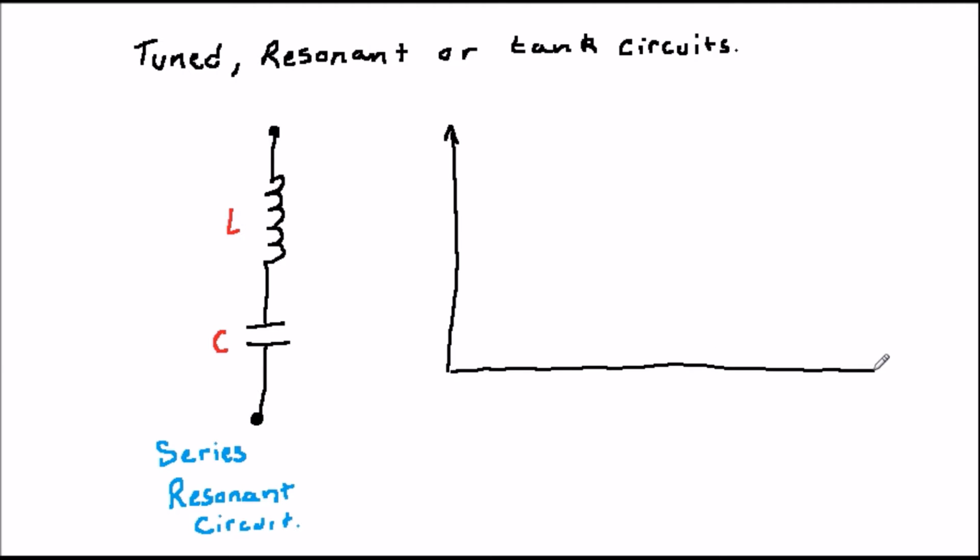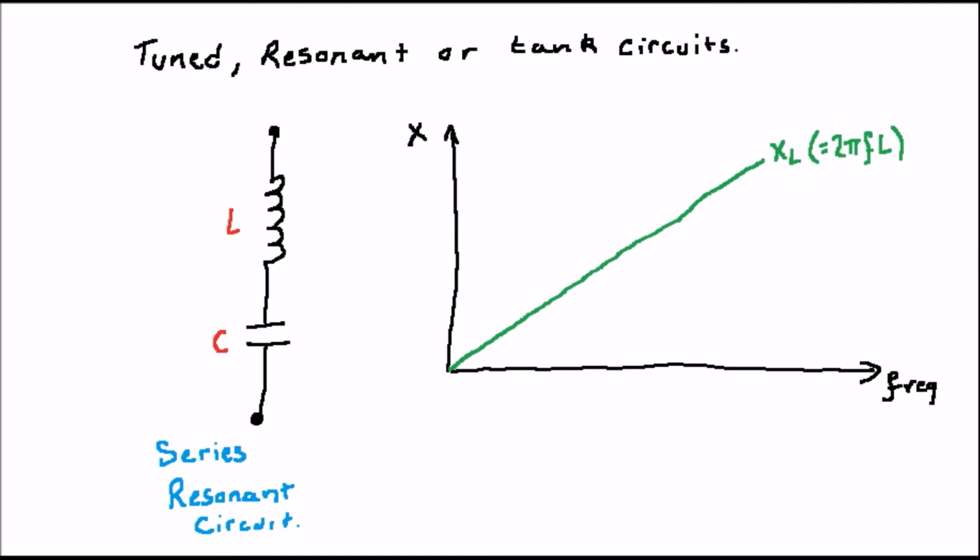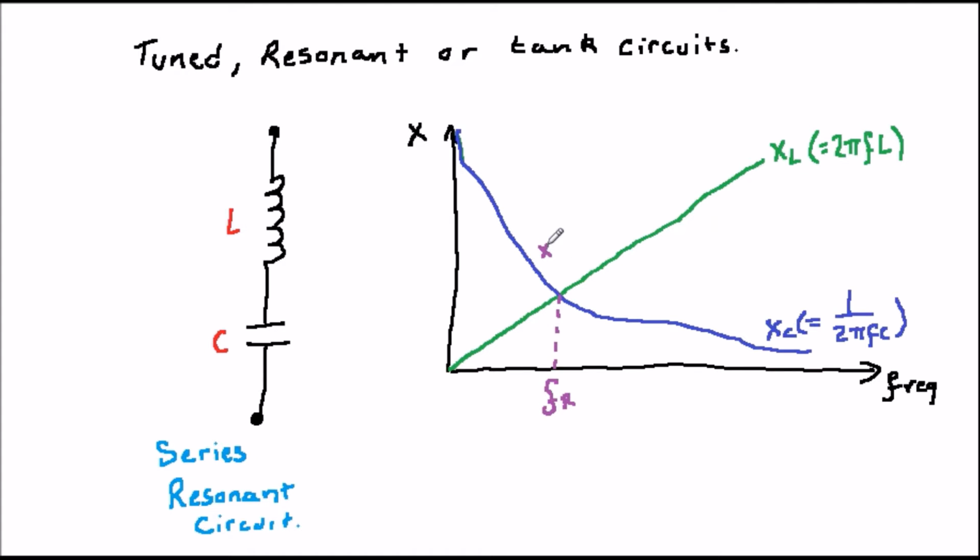The inductor tries to let through low frequencies, but the capacitor tries to block them. Similarly, at high frequencies, the capacitor tries to let these through and the inductor blocks them. At some point, marked on the graph as F, the reactance of the capacitor and the inductor are equal to each other, and they cancel each other out.